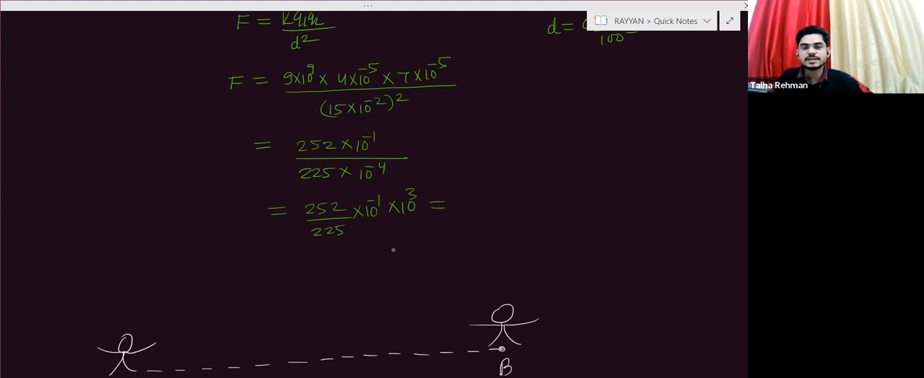Now you can write this as 252, here is your 10 to the power minus 1, and this 10 to the power 3, it will become 100. So this will become 100 and 225. Now divide this by calculator. How much are you getting? I think you will get 11.2 into 10 to the power something. Yes, 112. What are you getting? 112 Newton. Yeah, so this will be your force.